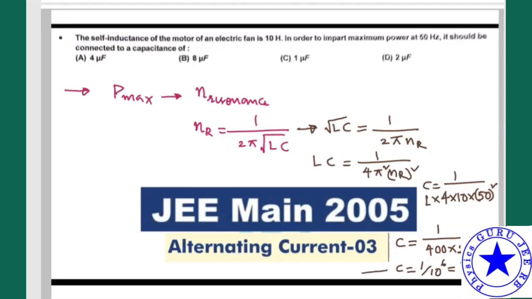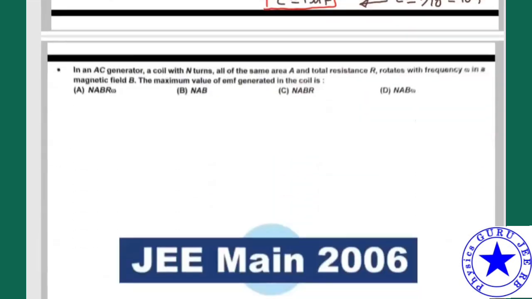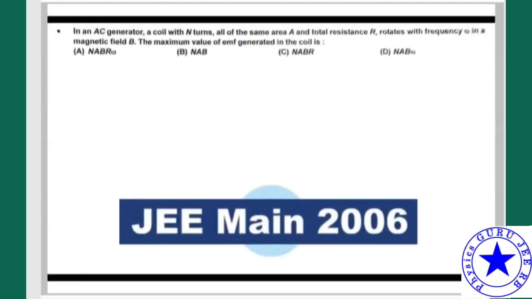So what would be the answer here? C can be written as 1 microfarad, since micro means 10 to the power of minus 6. Let me put it in a box: 1 microfarad. So option C is the correct option. Hope it is clear. Next, we'll go with the next question, which was asked in JEE Mains 2006.